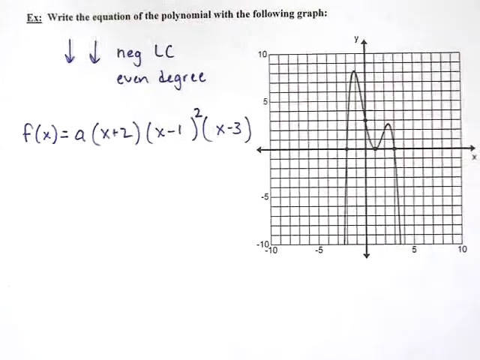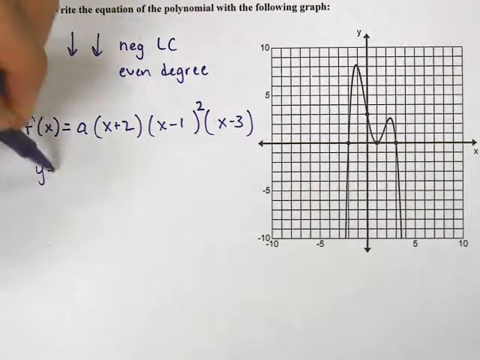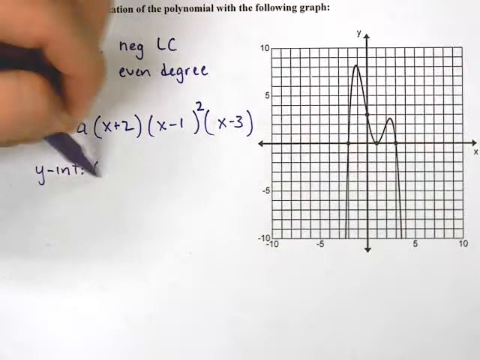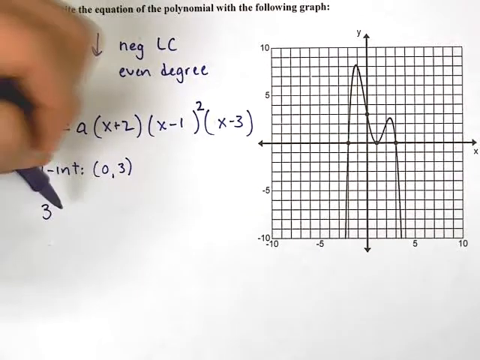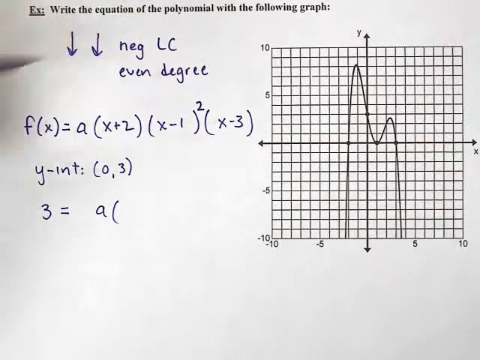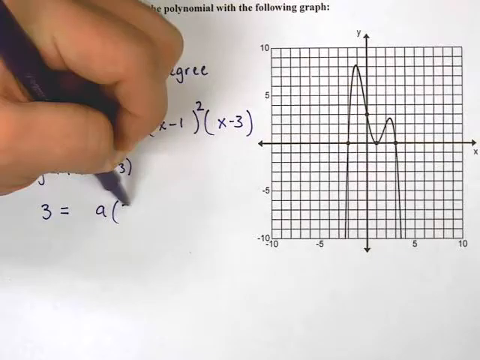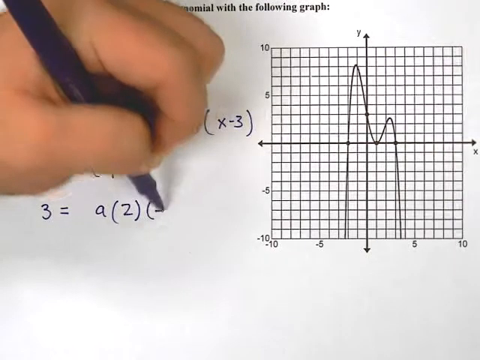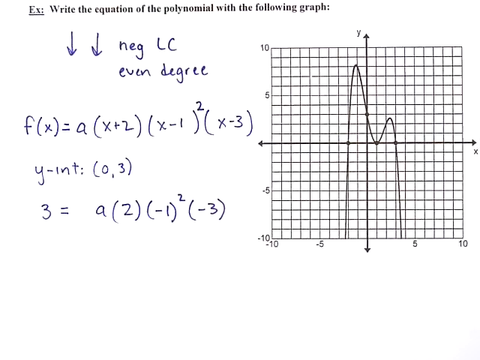Okay, we're ready. We're in business now. We keep going. Our y-intercept is (0, 3). So I plug in 3 for my y, and I start to try to solve for a. So I plug in 0 for all of my x's. So this is 2, this will be negative 1 but squared, and this will be negative 3.